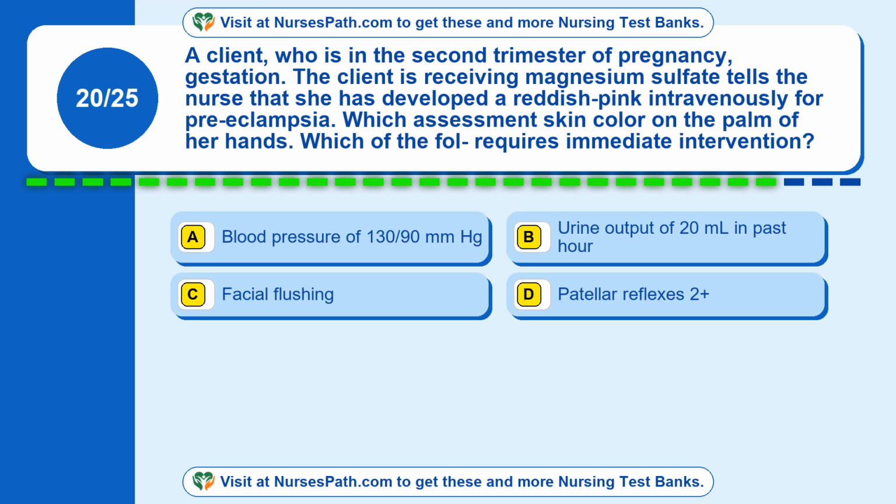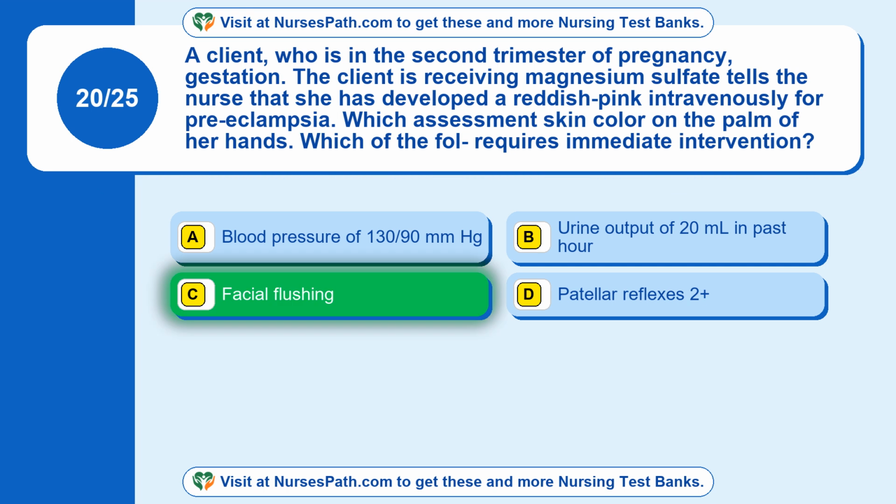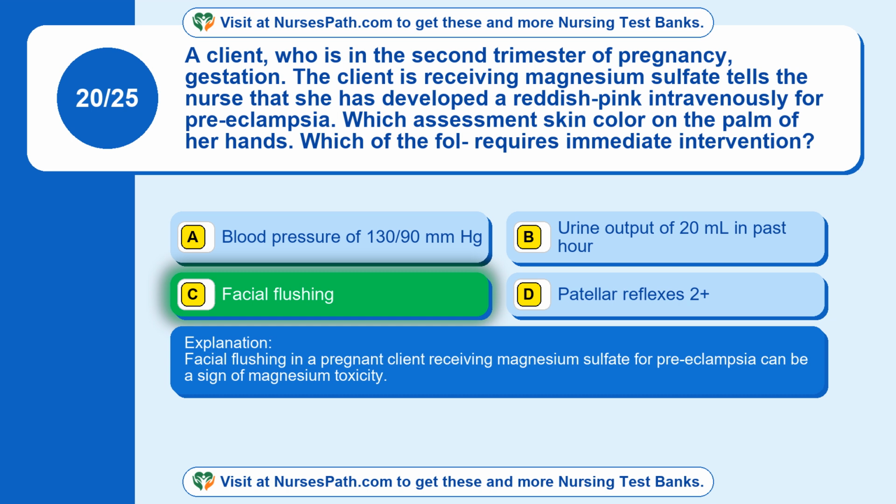Question 20. A client who is in the second trimester of pregnancy is receiving magnesium sulfate intravenously for preeclampsia. The client tells the nurse that she has developed a reddish pink skin color on the palm of her hands. Which of the following assessment findings requires immediate intervention? Option A, blood pressure of 130/90 mmHg. Option B, urine output of 20 mL in the past hour. Option C, facial flushing. Option D, patellar reflexes 2+. The correct answer is option C, facial flushing. Facial flushing in a pregnant client receiving magnesium sulfate for preeclampsia can be a sign of magnesium toxicity.